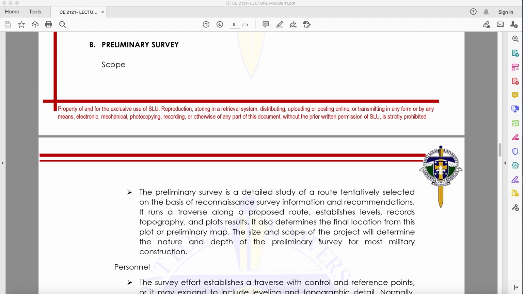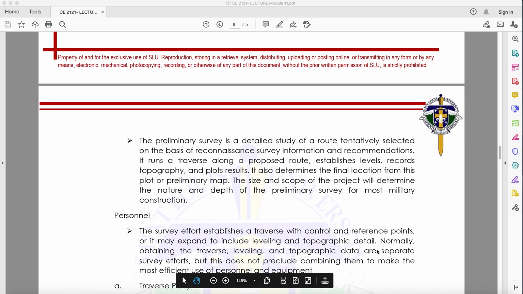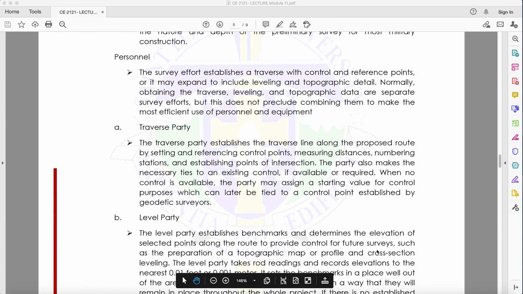The size and scope of the project will determine the nature and depth of the preliminary survey for most military construction. Okay, so here we are already going to employ personnel.